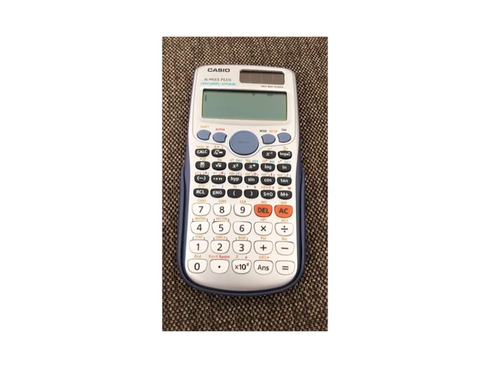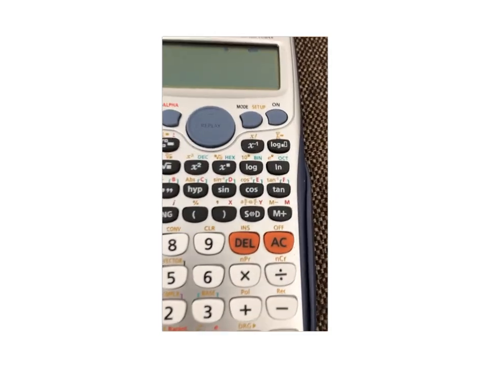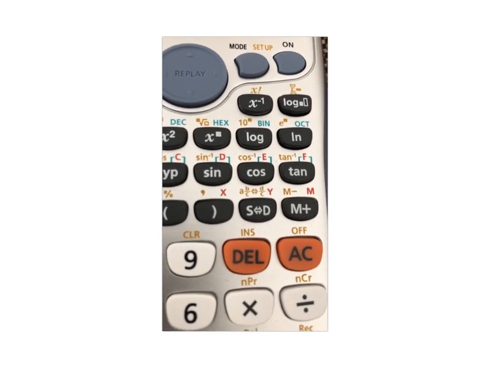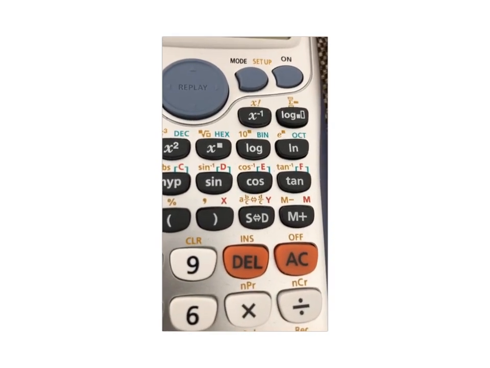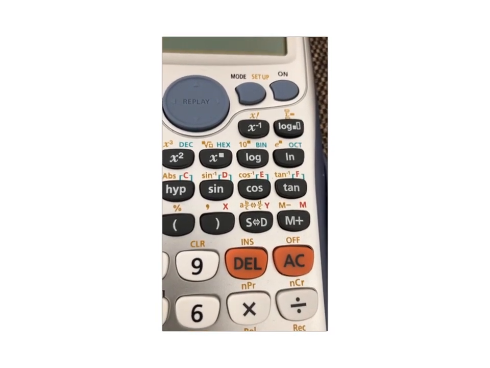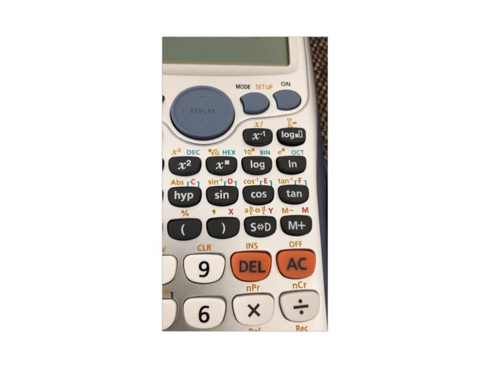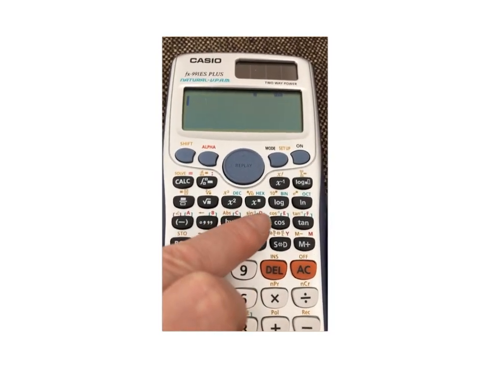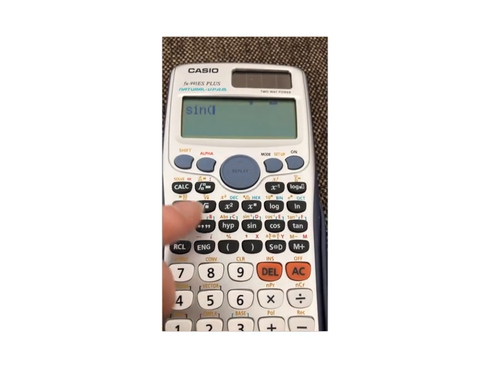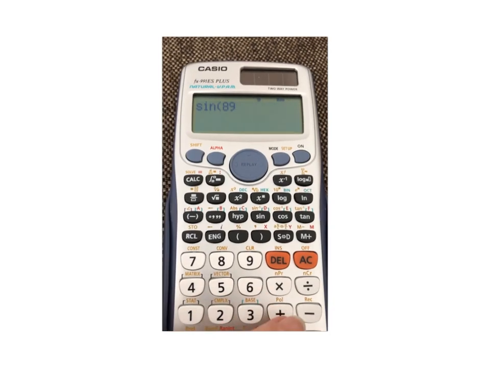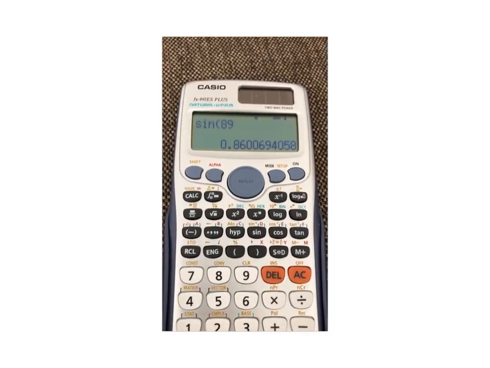Right folks, your calculator. What we're looking for are these three buttons here, the sine, the cosine and the tangent. Should be in all scientific calculators. So what you want to do is practice using them. Okay? So you would press, say, sine, think of an angle, let's go for 89, hit equals, and that will give you the value of the sine of that angle.